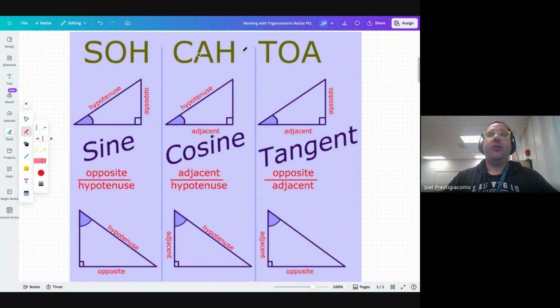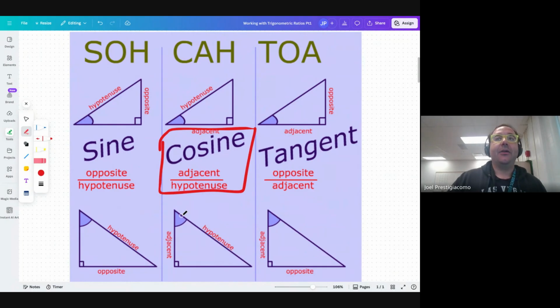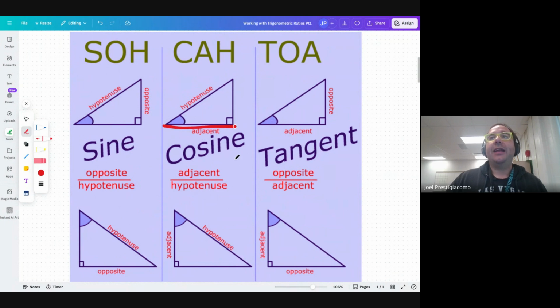Now, the way that we remember it at the beginning is SOH, a way we can help remember sine: opposite over hypotenuse. Cosine is kind of how wide a triangle is based on its size. We use the adjacent side to the angle. So from our angle's perspective, if we're this blue angle up here at the top, this side is adjacent. This side is the hypotenuse.